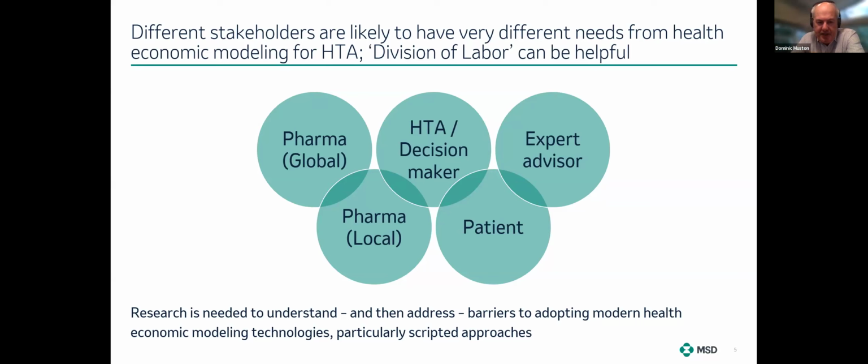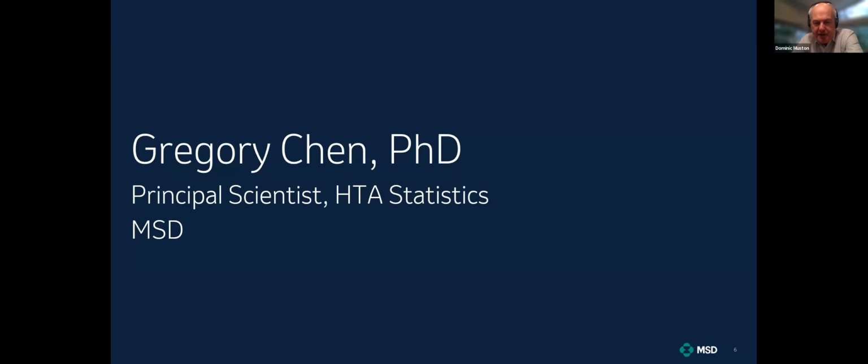But certainly research is needed to understand and then address the barriers to adopting modern health economic modeling technologies, particularly scripted approaches where R can help. A lot of us are still using Excel, whereas I think most of us at this conference at least would like to be moving across to R. So that's just a brief introduction, and I'll hand over to Greg to give us your perspective here. And please let me know when you want to move forward a slide.